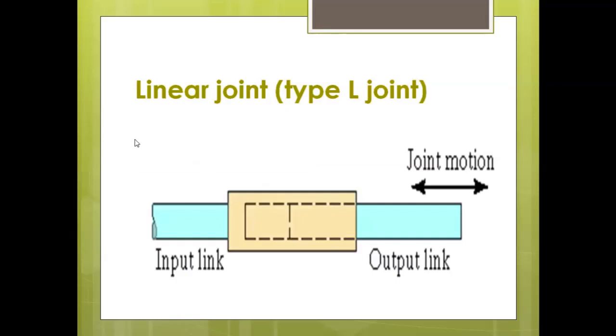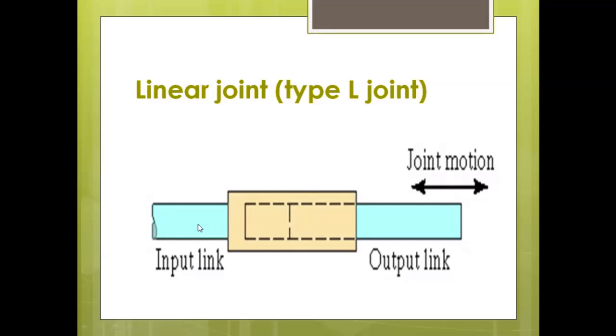First one, linear joint, also called type L joint. This is a joint in between the two links, input and output link. This is the input link, this is the output link. It gives a relative translational motion between input and output link. That is linear motion between input and output link.